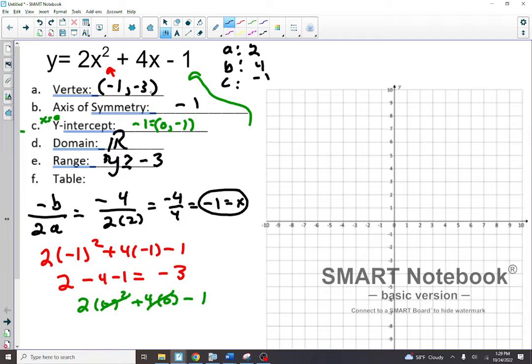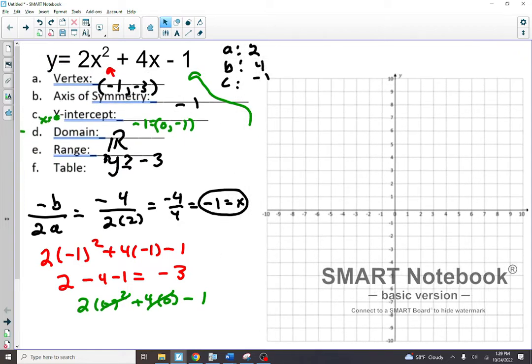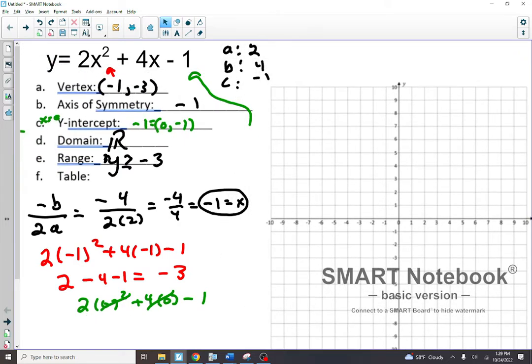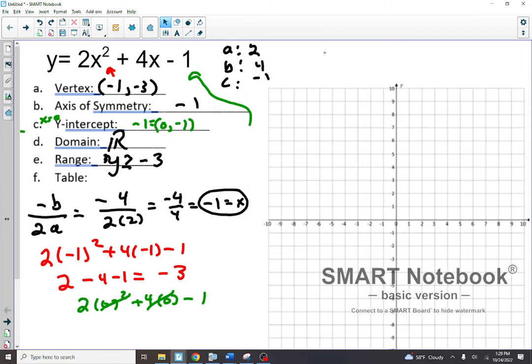Could you re-explain how to plug this into the calculator? I'm about to show that for the table. Wait, you have a question? Go ahead, ask your question while I set up. Oh, the y-intercept? The y-intercept is where x equals 0. You just make x 0. X equals 0, yes. So in the equation, make x 0.